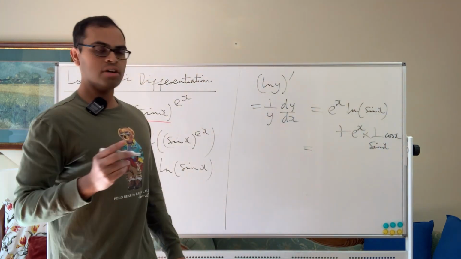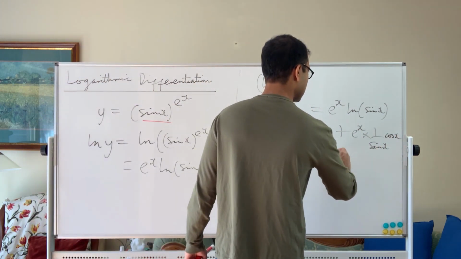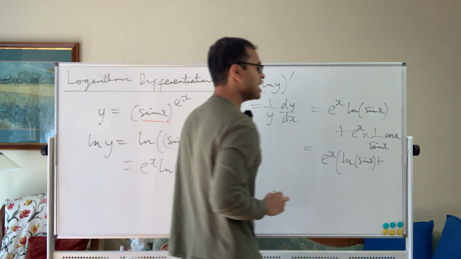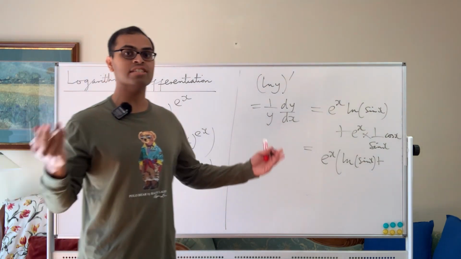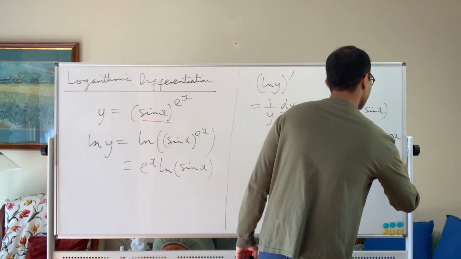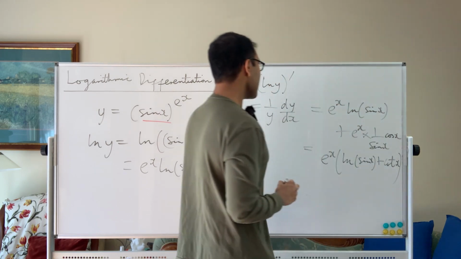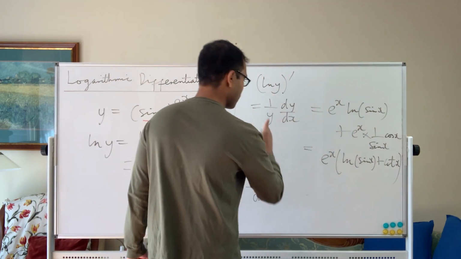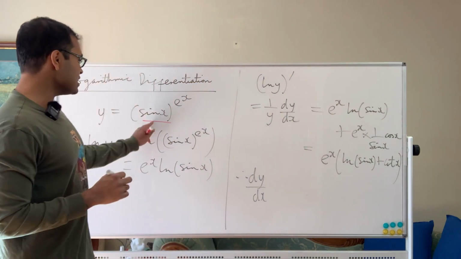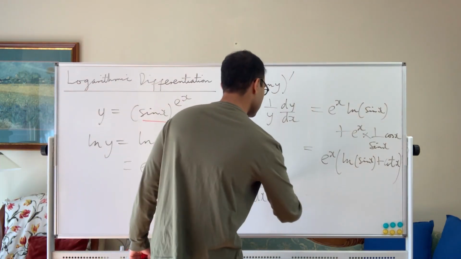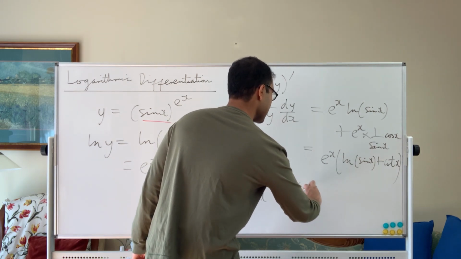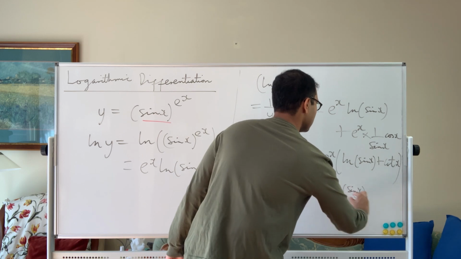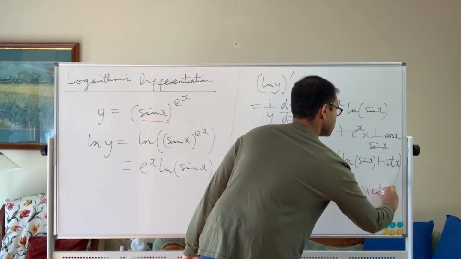Now you can, if you like, factor out the e to the x. It's going to be log of sine x plus, well, what is cosine x over sine x? Once we factor out the e to the x, it's just cotangent x. That's the definition of cotangent x, it's cot x. And now we can find out what dy dx is. Therefore, dy dx, you multiply both sides by y. The y on the left-hand side is sine x power e to the x. So it's going to be e to the x times sine x power e to the x times log of sine x plus the cotangent of x.